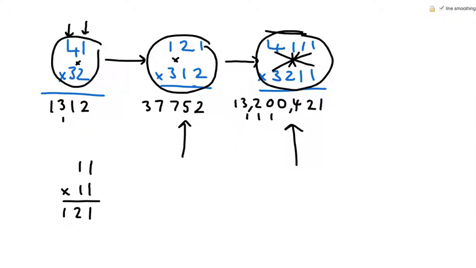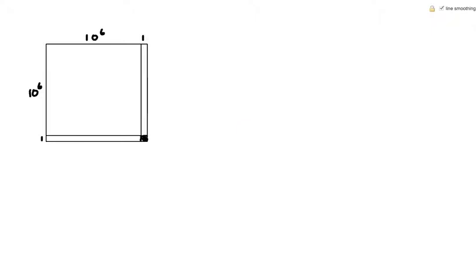Another way of looking at that is splitting up the 11 into 10 and 1. Now here I've actually changed it slightly and done 10 to the power 6, so 1 million. So imagine you had a square where it's 1,000,000 by 1,000,000. This is not to scale, by the way. And you increase it by 1.